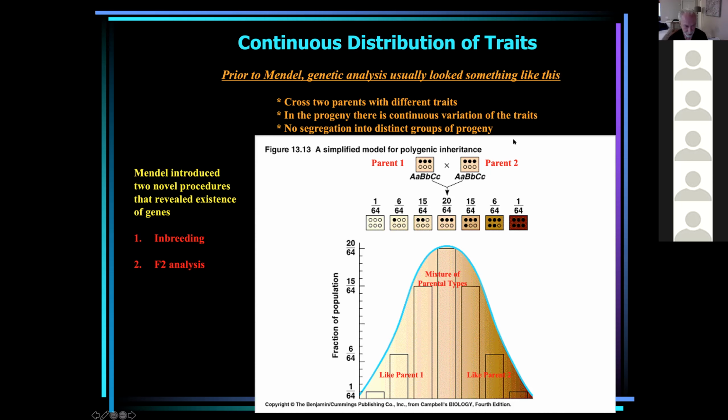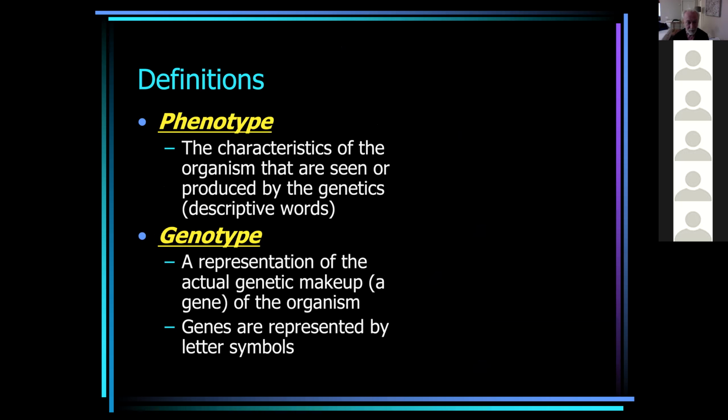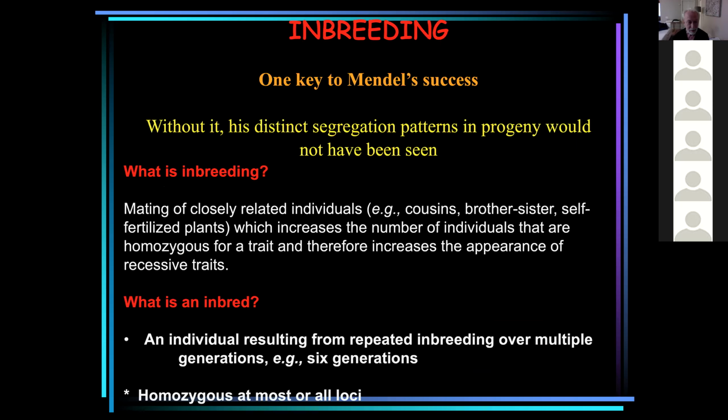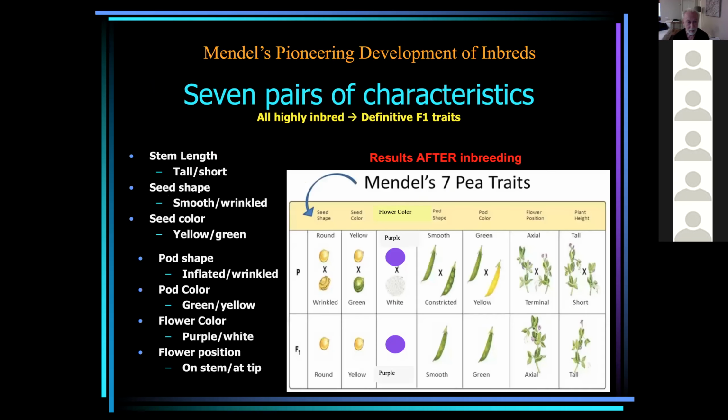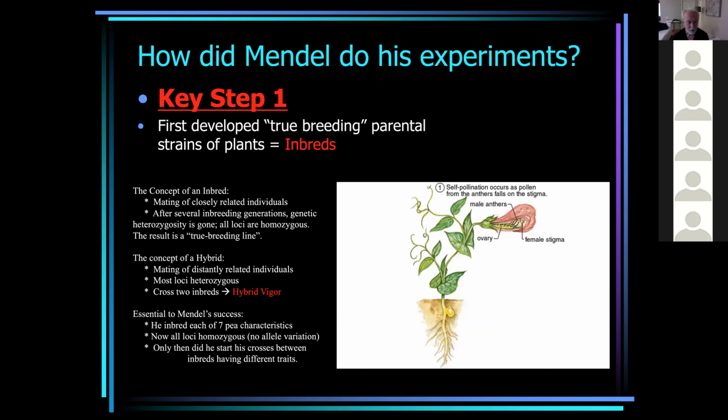So remember those two things that Mendel did that were critical for him to be able to make an advancement in discovering genes. So let me go down here to, yeah, so key step one is making inbreds.